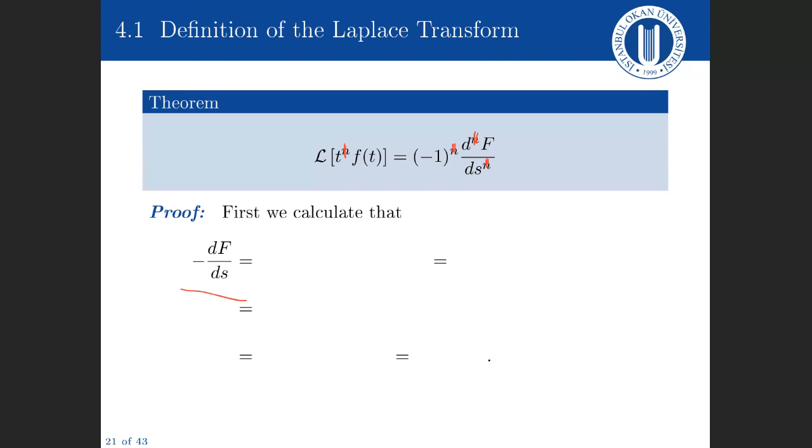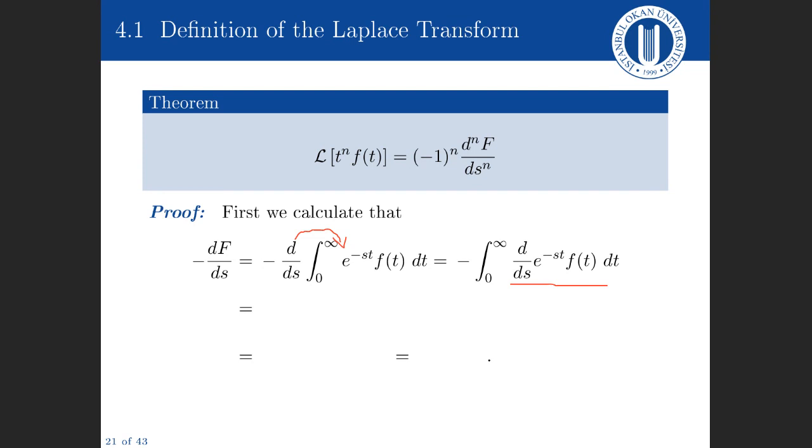I'm going to start with the right-hand side, I'm going to start with minus dF/ds. That's minus the derivative of our Laplace transform formula. And for the time being, let's just suppose that we're allowed to take the derivative inside the integral sign. We have d/ds of e to the power minus st f of t. f of t does not contain s, so we don't need to worry about that. All we're going to be doing is differentiating e to the power minus st. And the derivative of e to the power minus st is minus t e to the power minus st.